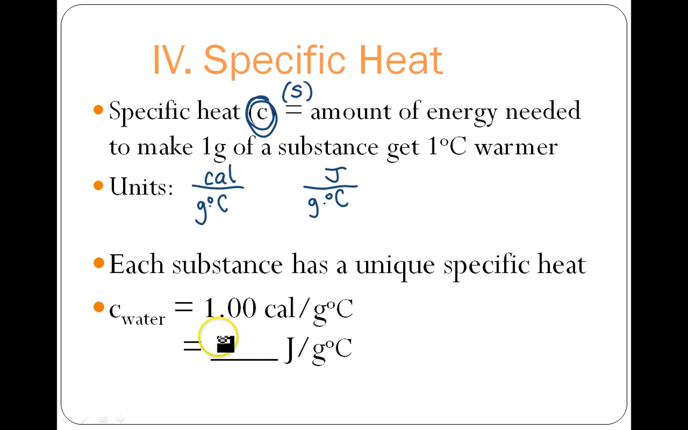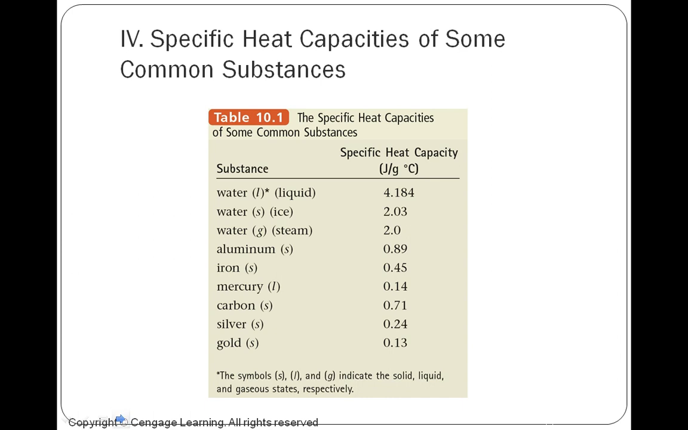What if you wanted to use the number in joules? Well, 1 calorie is 4.18 joules, so the specific heat of water in joules per gram degree Celsius is 4.18. Good numbers to memorize. From your book, here's a table listing some common specific heat capacities. You don't need to memorize this or write it down, but just take a look. Do you see any trends about the things that have lower specific heat capacities? Well, all of these are, well, not carbon, but the rest of them are metals.